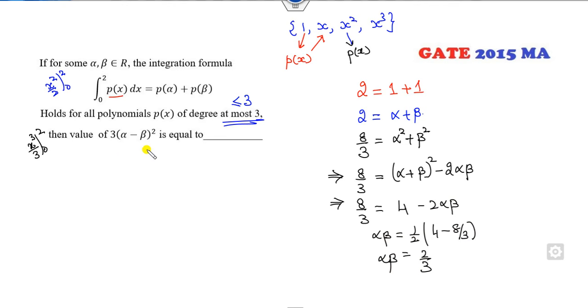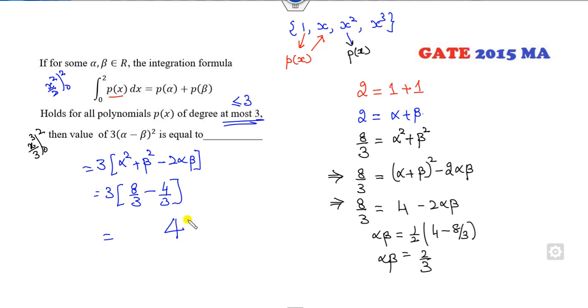Now you can start this. How you can solve this? I can open this bracket, alpha square minus 2 alpha beta. Substitute this value. This is 8 over 3. 2 times of this, 4 over 3. So the right answer is my 4 is the correct answer. So that is very, very simple. You can start with this. There is no need to take x cube because we already solved the problem.